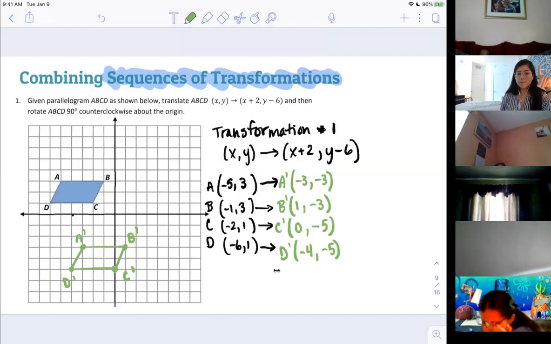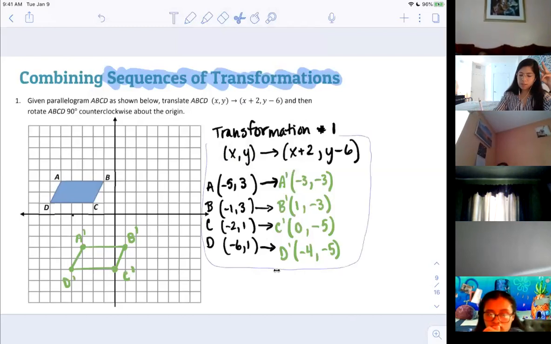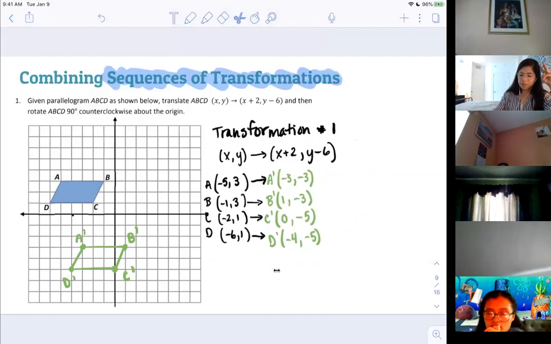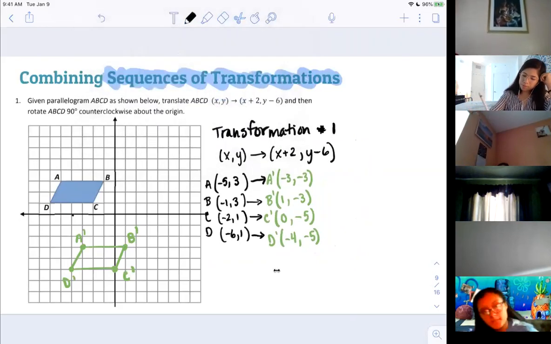Any questions on transformation number 1? Going once, going twice. All right. I'm just going to make this a little bit smaller so I can fit the rest. Now I'm going to write down transformation number 2.